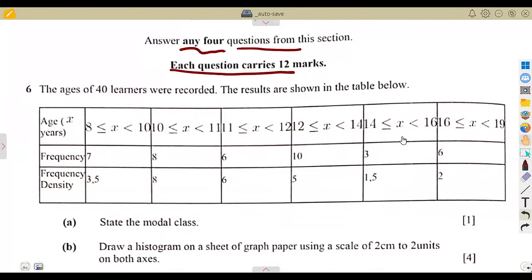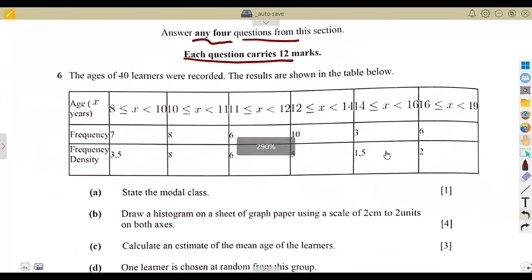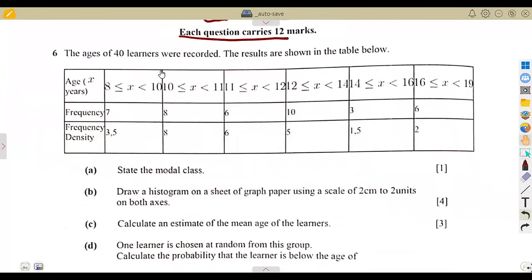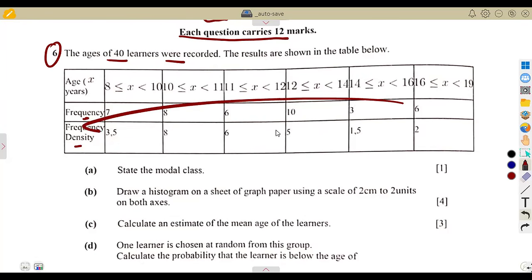The first question was statistics, where we are given the information: the ages of 40 learners were recorded. The results are shown in the table below. That's the age and the frequency density. So already everything is calculated, unlike those questions where you have to calculate. Everything is calculated. State the modal class.